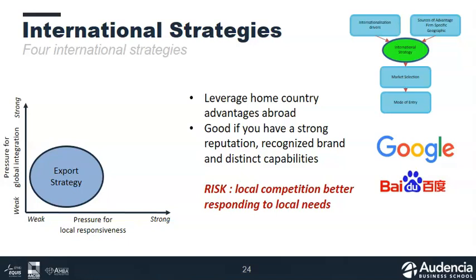And it doesn't respond to the need in China for a lot of reasons. And Baidu responds better to that local need. So export strategy can work, and we'll talk a little bit more about exporting later on. We're going to leverage our unique advantages we have in our home country. It's the simplest model, and it's the model that maybe a lot of companies actually start with.